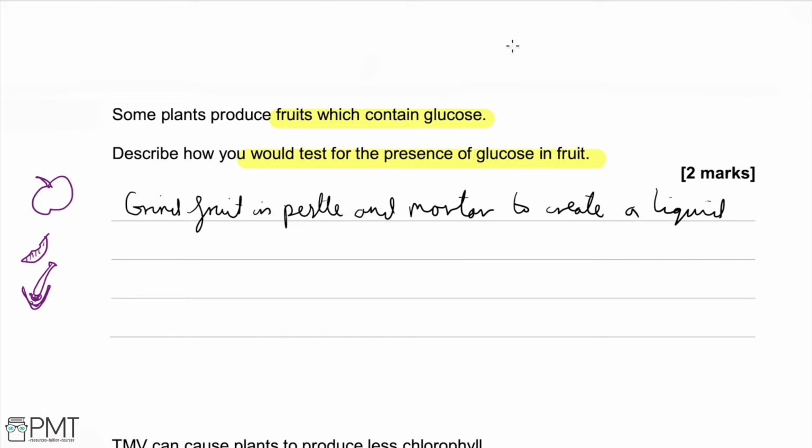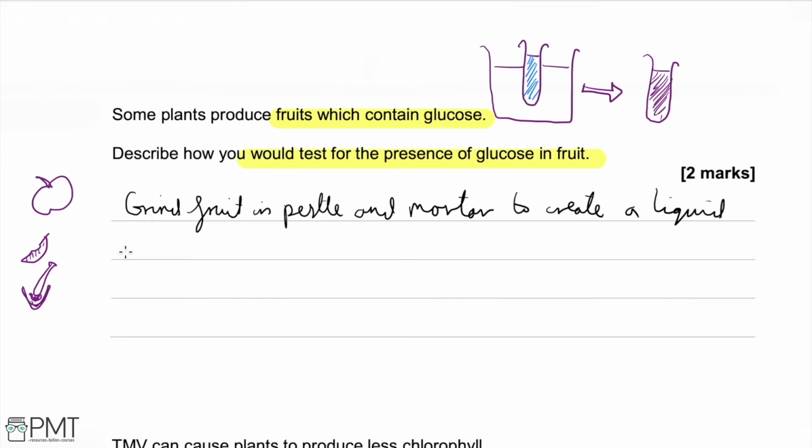Following this, we're going to add what's known as Benedict's reagent. Now this is initially blue, and we're going to add it to the sample, and following this we're going to heat it in a water bath. Now, if glucose is present, then the solution will turn from blue to a purple.